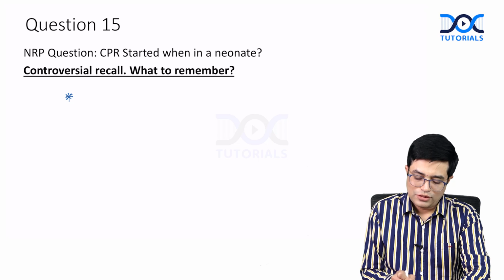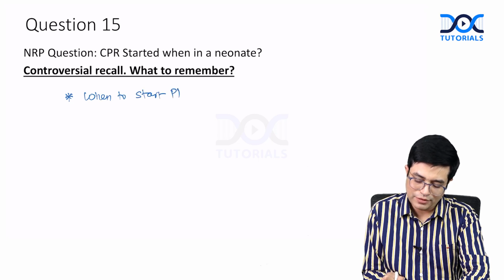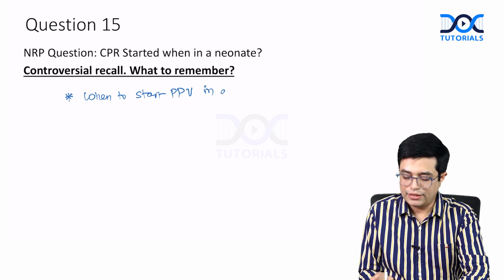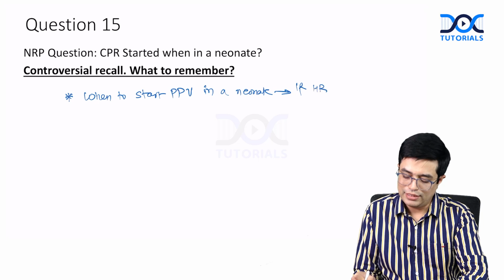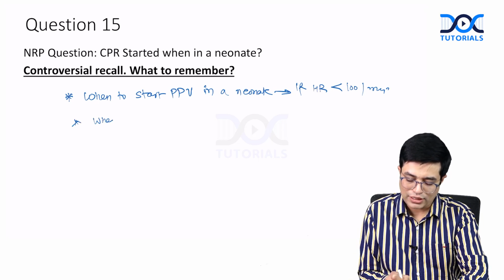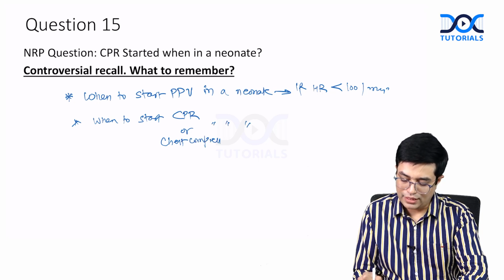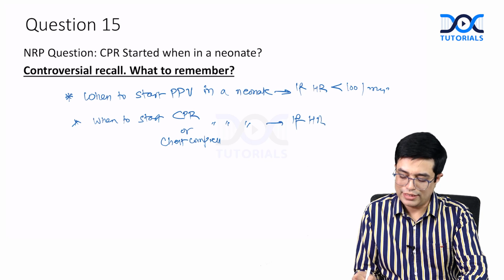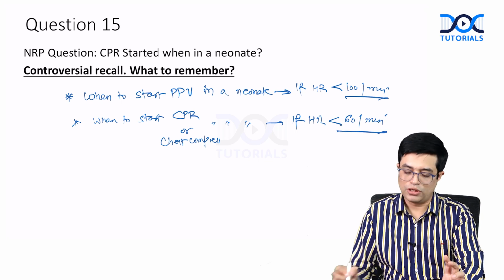If they ask when to start positive pressure ventilation, PPV, in a neonate, the answer will be if heart rate is less than 100 per minute. And if they ask when to start CPR or chest compressions in a newborn, the answer will be when the heart rate dips below 60 per minute. So please remember these two cutoffs.